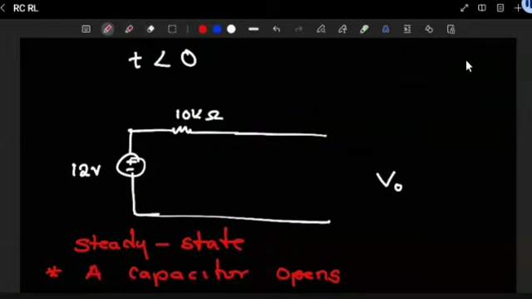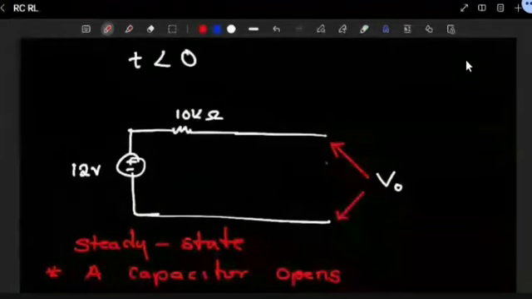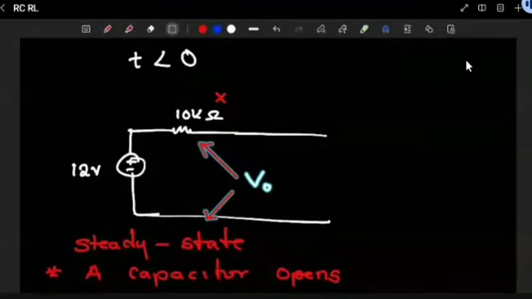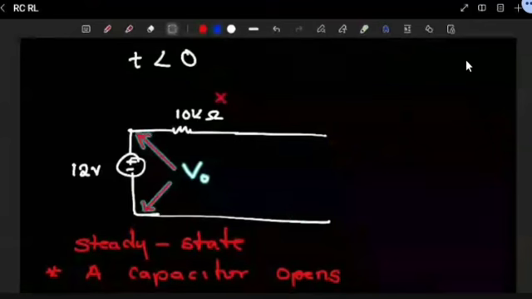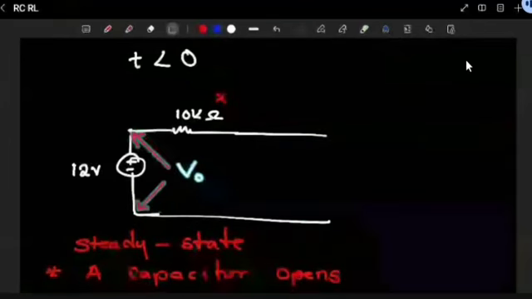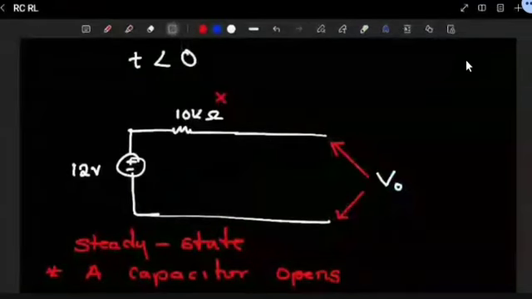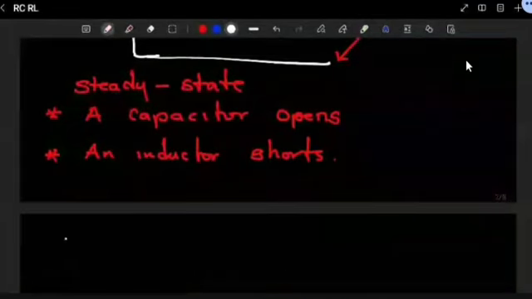V0 is the voltage across the points where the capacitor was. But since the capacitor is open, these lines are not connected anymore. It means that the 10 kilo ohm resistor is not carrying anything. What does that mean? It now means that the voltage difference between those 2 points will be equivalent to the voltage difference across that power supply. So V0 will be equal to 12 volts. So we get V0 as 12 volts.